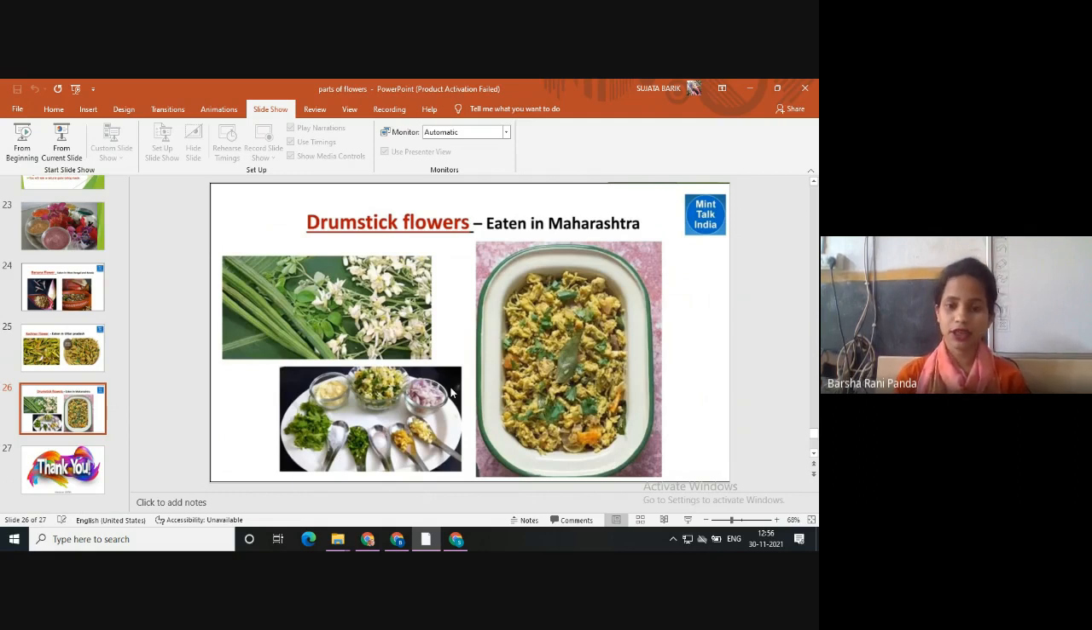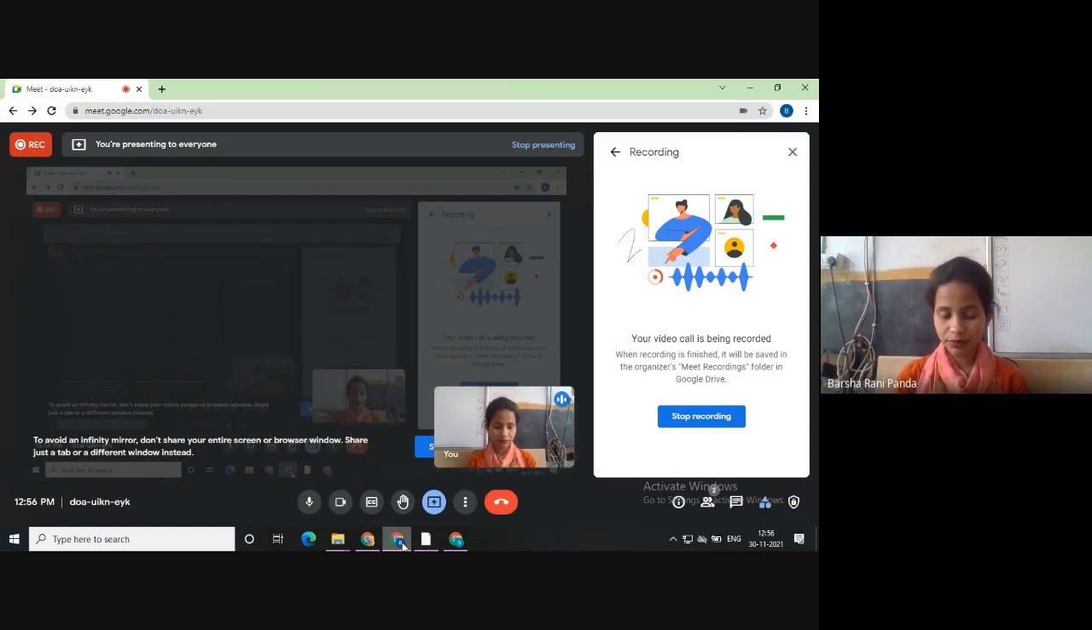So flowers have a lot of uses. We use them as medicine. We use flowers for making food, for making natural colors. So these are certain uses of flowers. So today we read about the parts of the flower and the uses of the flower.